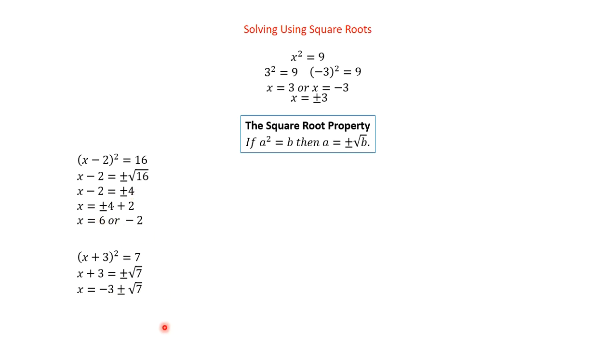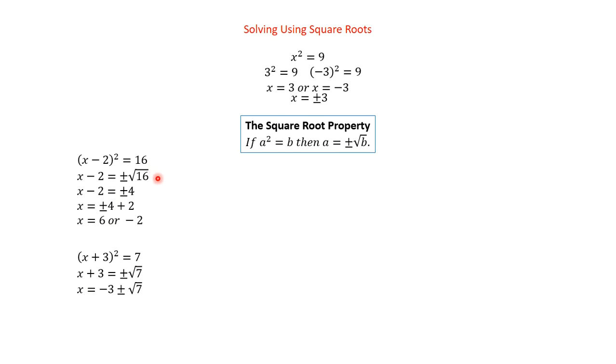So x equals negative 3 plus or minus root 7. This one we would not have been able to solve by factoring. This one we could have. We could have multiplied this out and solved it by factoring. But this one, not so much. And so these are the two basic solving using square root type questions.